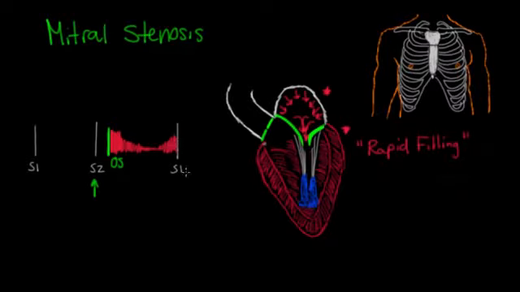And so this is called pre-systolic, right before systole, accentuation, which is really just a fancy word for getting bigger: pre-systolic accentuation.